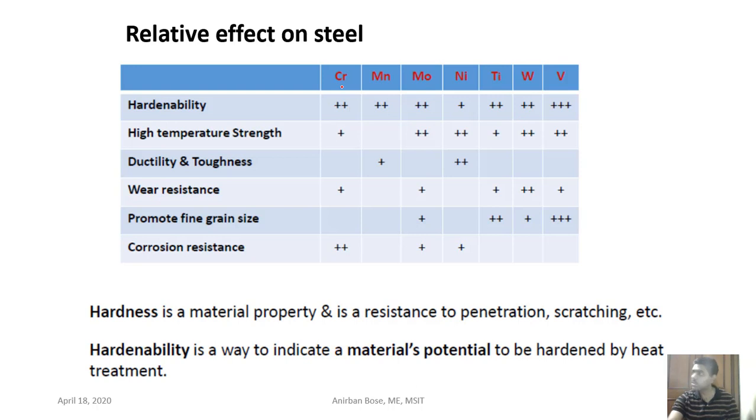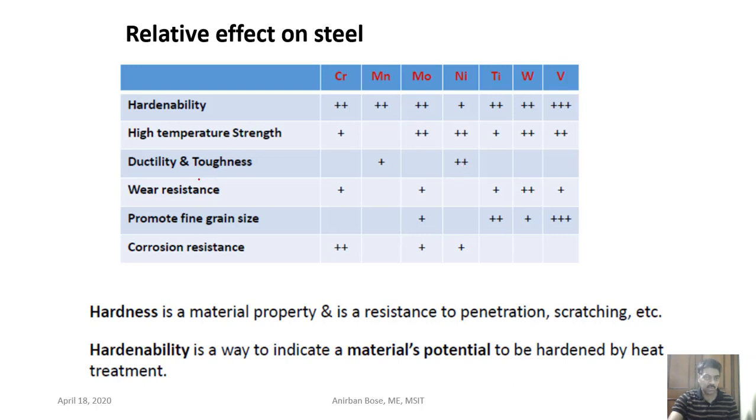Similarly, for ductility and toughness, you can see nickel having excellent toughness. Manganese also has that. You can see wear resistance: tungsten is excellent in wear resistance along with titanium, vanadium, and others. Vanadium and titanium promote fine grain size. Fine grain size means a kind of increase of strength. For corrosion resistance, chromium is maximum, and molybdenum and nickel also contribute.